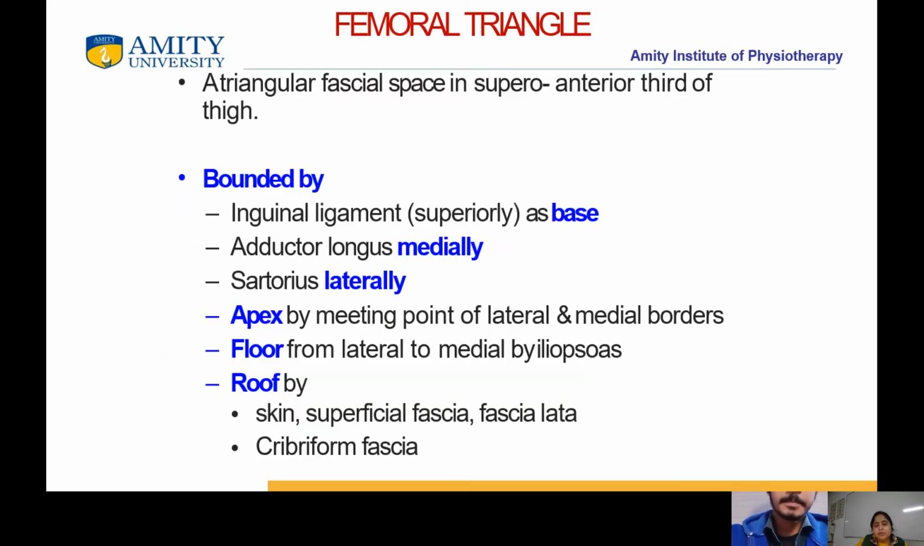Then we come to the femoral triangle. The femoral triangle is a triangular fossa in the superior anterior third of the thigh, which is bounded by 2 muscles and 1 ligament. The ligament is superiorly, which is the inguinal ligament. Medially we have adductor longus and laterally we have the sartorius.